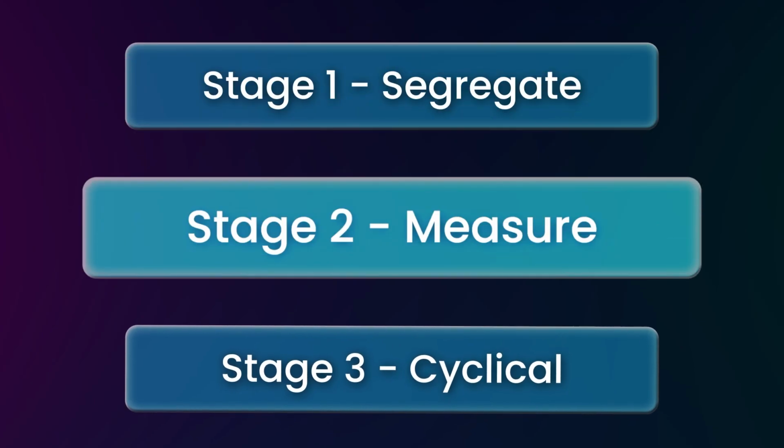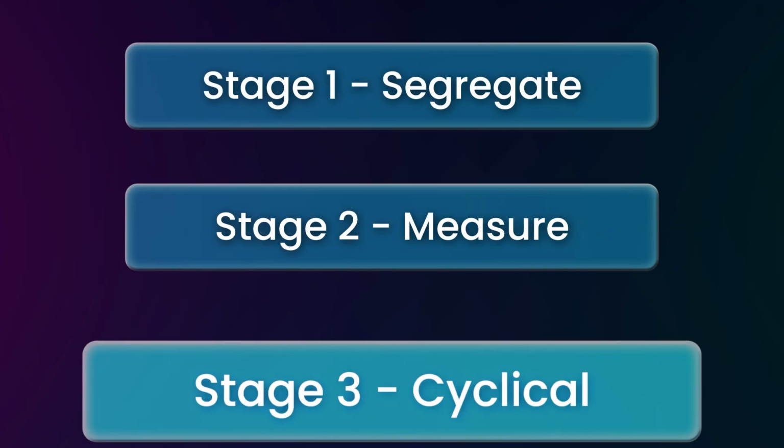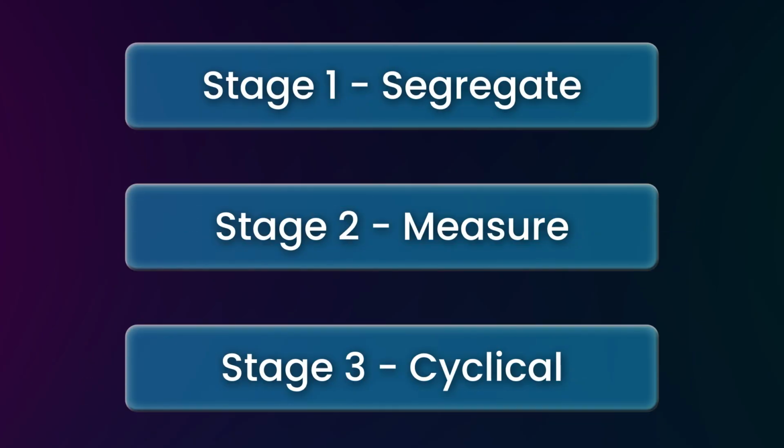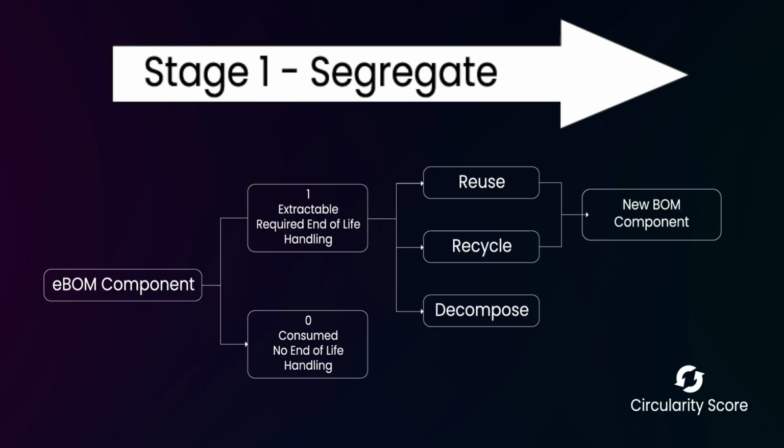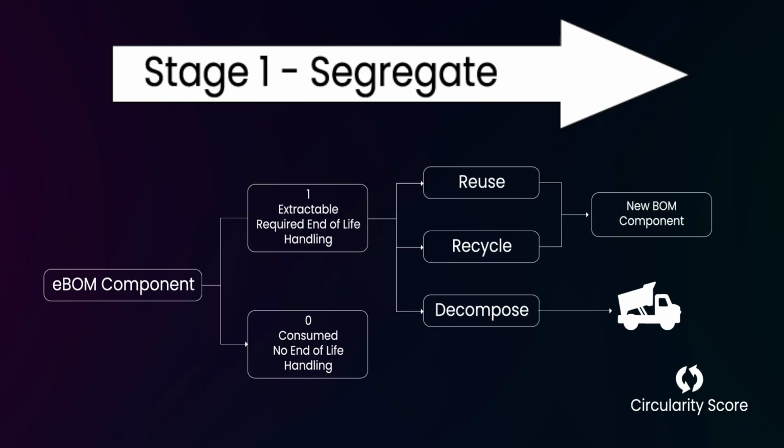Step 1 is to segregate, Step 2 is to measure, and Step 3 is to create cyclicity. Let's look at each of these steps in detail. Take any product. We need to determine which BOM components can be extracted at the end of its life and what is consumed by the user. Keeping the model very generic for any product manufactured under the sun.